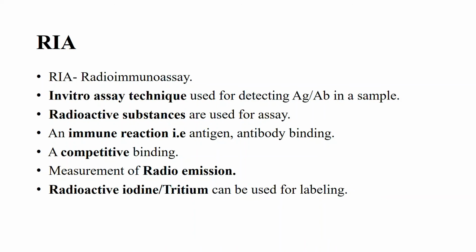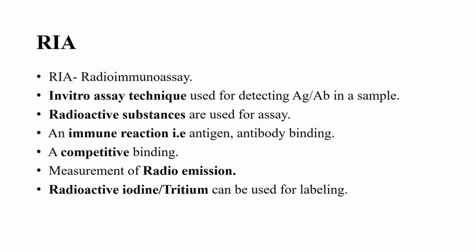Radioimmunoassay. It's an in vitro assay technique for detecting an antigen or antibody present in the sample. Here we are using radioactive substances. The principle behind this is competitive binding. In this method, an unlabeled antigen competes with a radio-labeled antigen for an antibody. This determines the concentration of the unlabeled antigen.